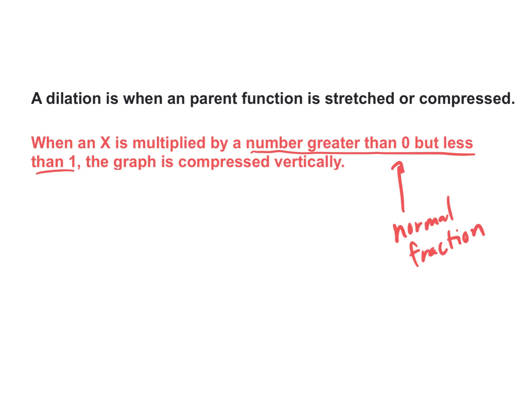That's not what we're talking about here. We have mixed numbers, which are part whole number, part fraction. I'm not talking about that either. I'm talking about a normal fraction. 1/2, 2/3, 7/8. And there's obviously an infinite number of fractions that you could come up with between 0 and 1. But that's what we're talking about here. If your x term is being multiplied by a fraction, that's where we get the vertical compression.